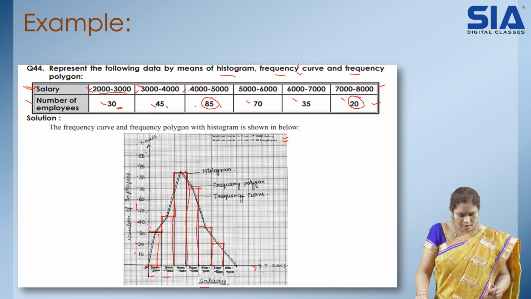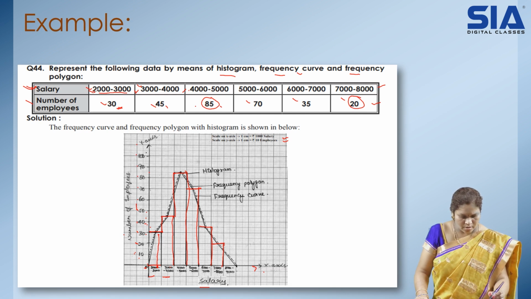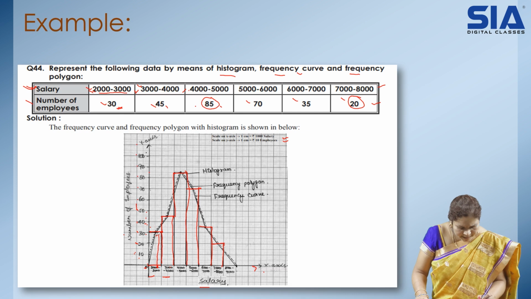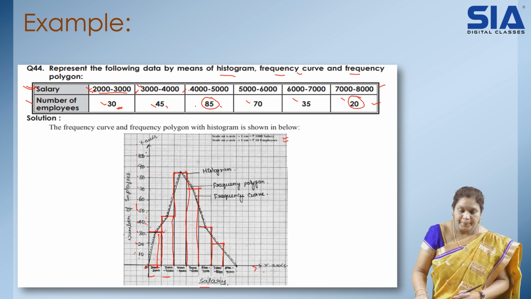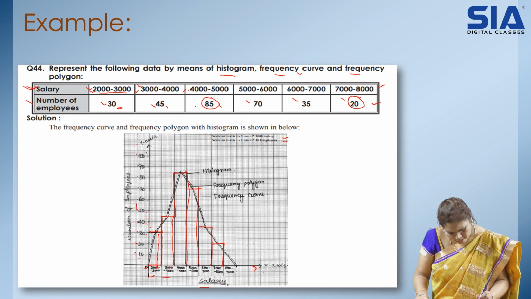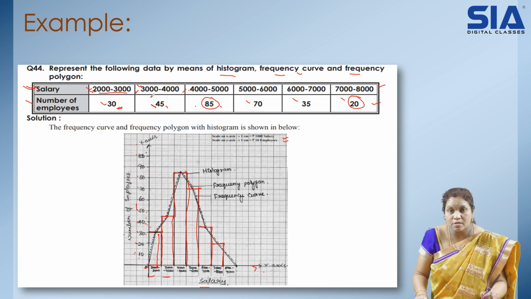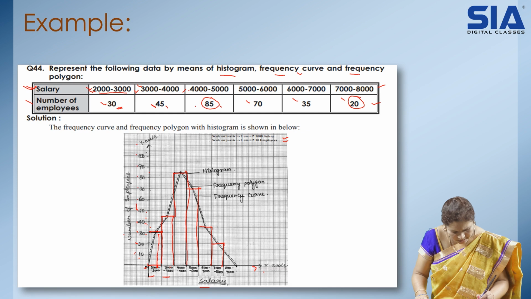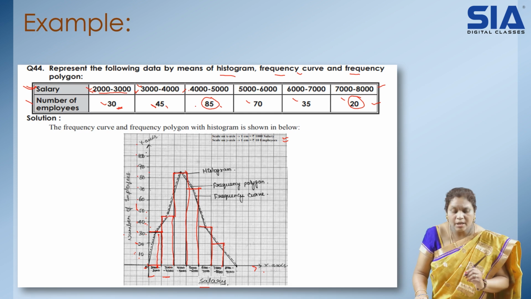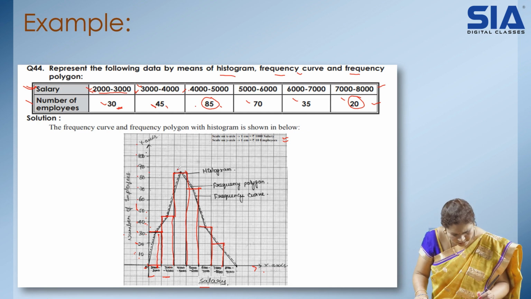The first bar we have is 2000 to 3000, with a frequency of 30. This is our first bar. In exactly the middle value, keep a dot. Next, for the second bar, keep a dot here. That is for 45, the 3000 to 4000 bar we have, right? Where the exact middle falls, keep a dot here. Next, go for the next bar.